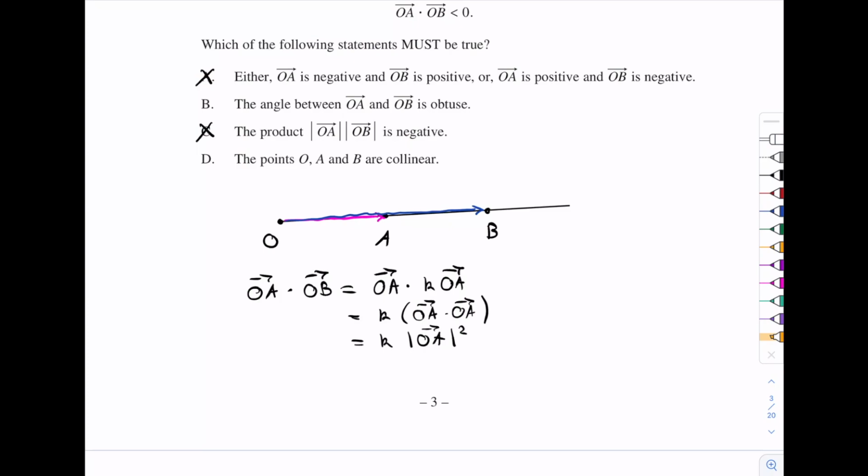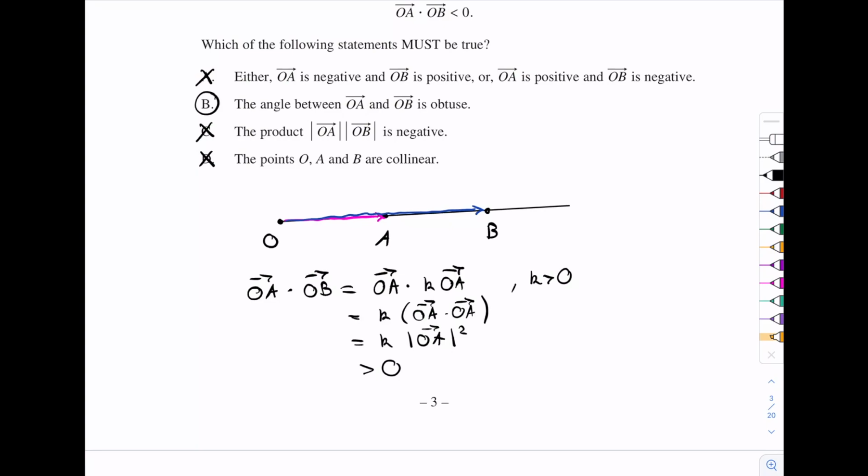And since they're pointing in the same direction, this K, I should have probably stated this earlier, has to be positive, because if it was negative, they'd be pointing in opposite directions. So perhaps I should have said up here, K has to be positive. And so I've ended up with something positive times something positive, which means that this has to be greater than 0. So it's not necessarily true that if they're collinear, their dot product OA.OB is less than 0. So this option is incorrect, which leaves option B as the only remaining option.